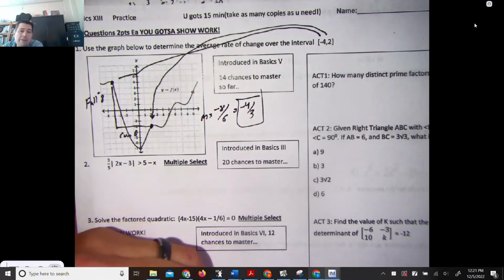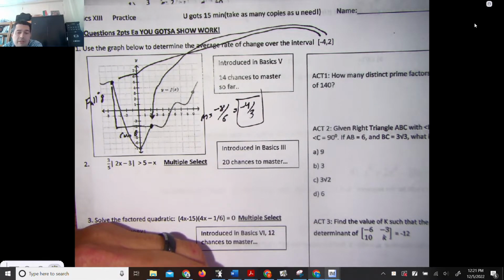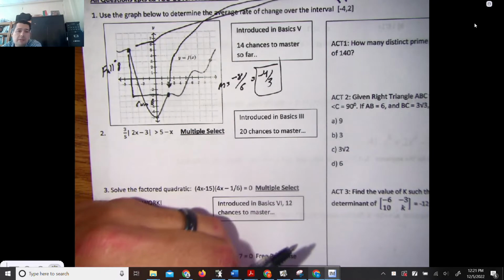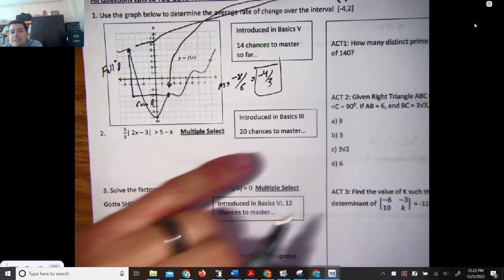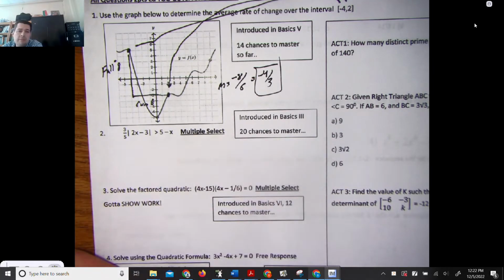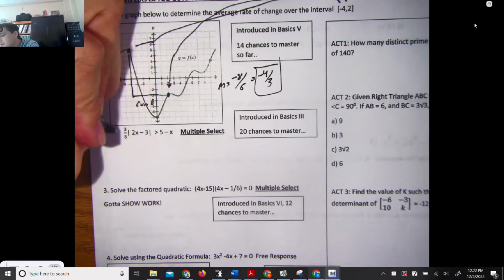I don't think more than 30% of my student body got that right on the last quiz. Atrocious. You should be ashamed of yourself. I doubt more than 20% of the student body got number 2 right, and that was introduced in Basics 3. Shame on you kids. The technique is to eliminate fractions.